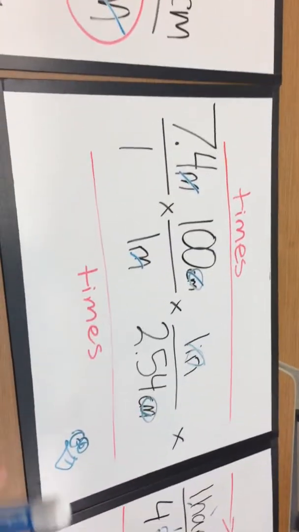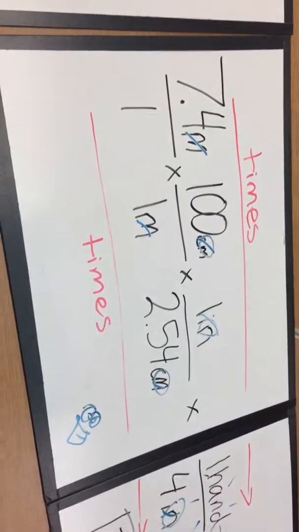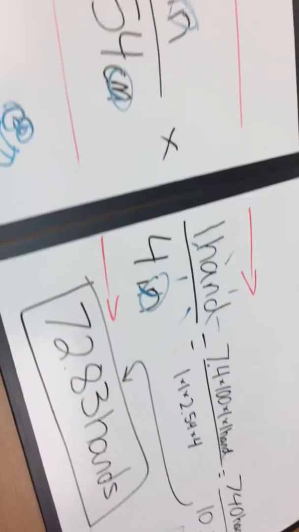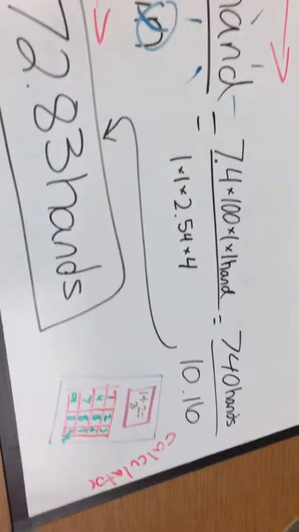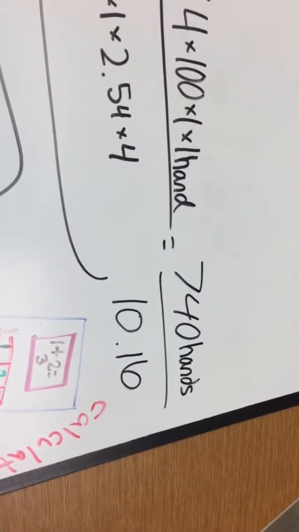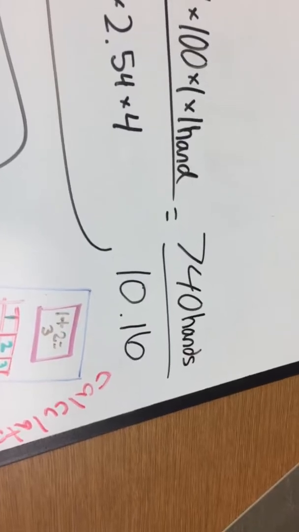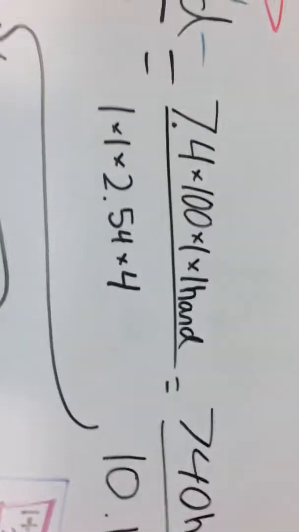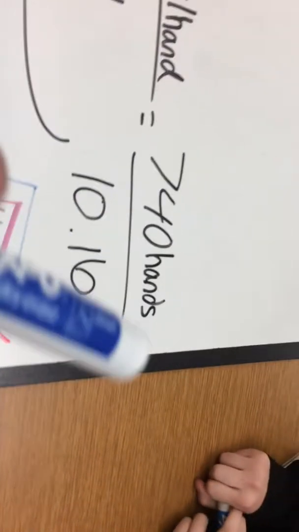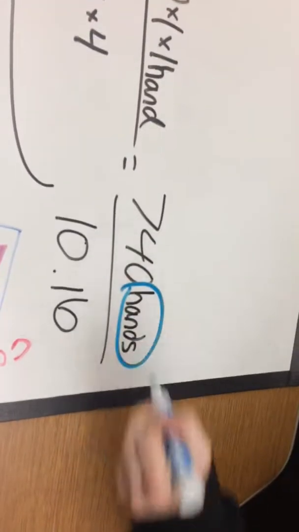this is where you use your calculator, obviously. Okay, and then you do 1 times 2.54 times 4, and then that is equal to 10.60 under 740 hands. So this equation, you multiply it across, and you get to this, and then you get to that. And you want to make sure you keep the units hands, because this is what you've been solving for.